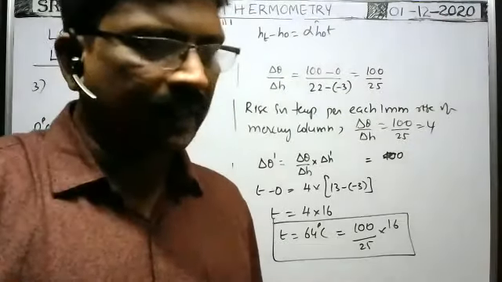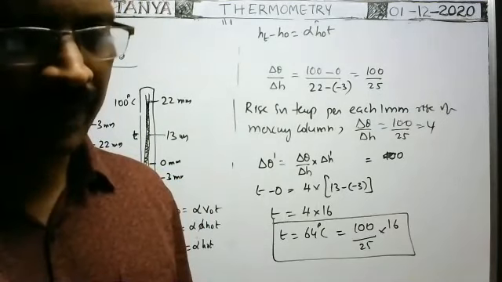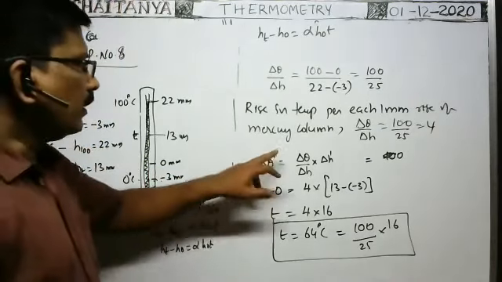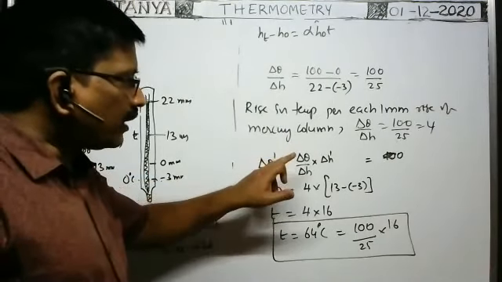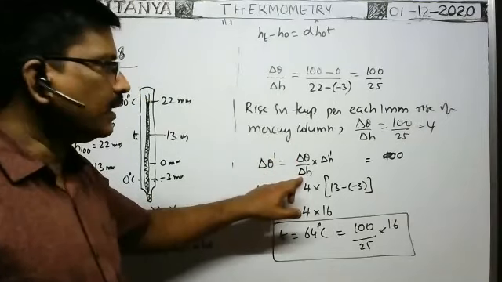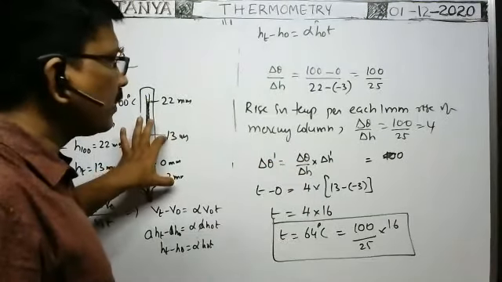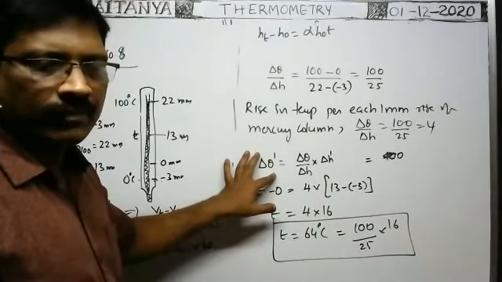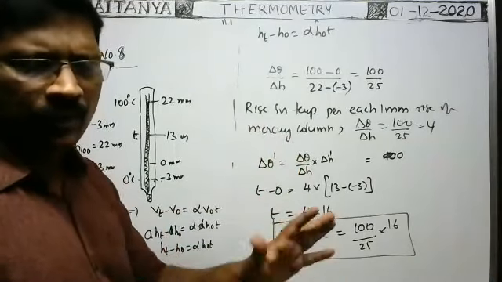Next, any problem? Yeah, that is the formula. The increase in temperature per 1 millimeter rise of mercury column is equal to this one. For this much increase in the length of the mercury column, what is the change of temperature? That is the case. Yeah, you said reverse. Okay, we can do that. By that method also we can do.